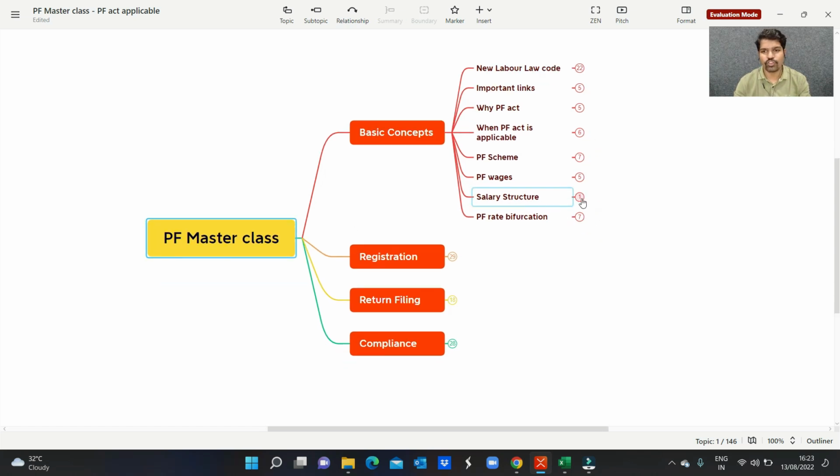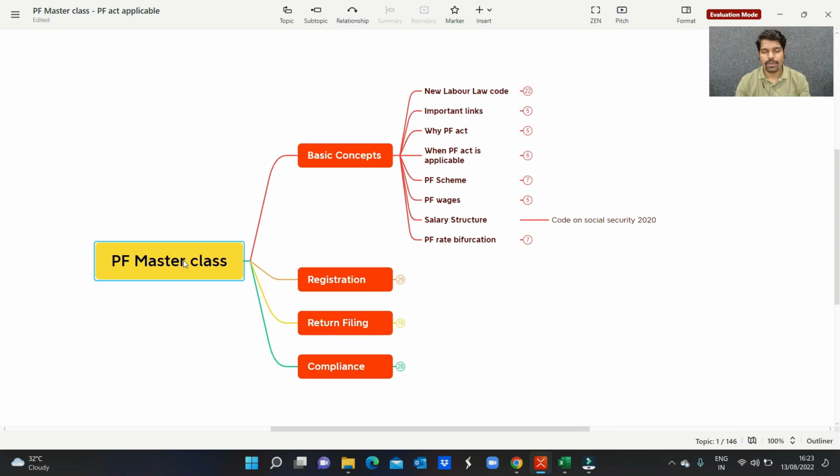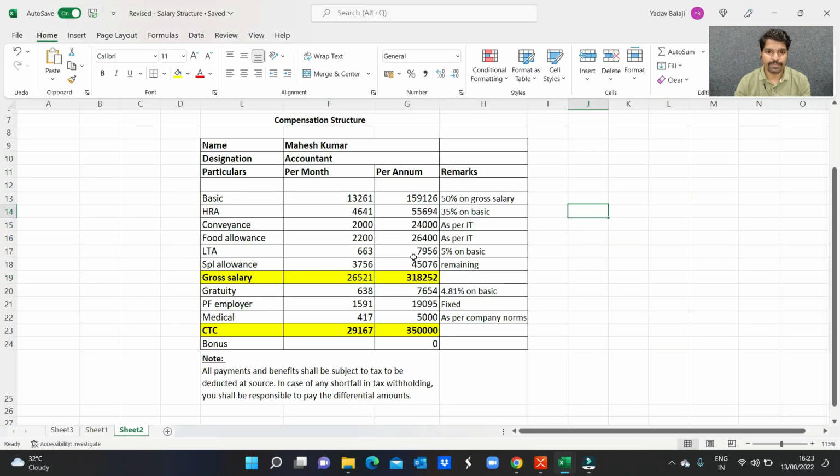So if any employee joins our company and his CTC is, for example, 3,50,000, then in that CTC the employer and employee contribution, insurance and gratuity, everything will be included. As per the Code on Social Security 2020, we'll discuss how to split that salary structure, what should be the basic and how to do that. Okay, let me take you to the Excel sheet. For example, suppose this employee's CTC we decide should be 3,50,000, then how to split that?